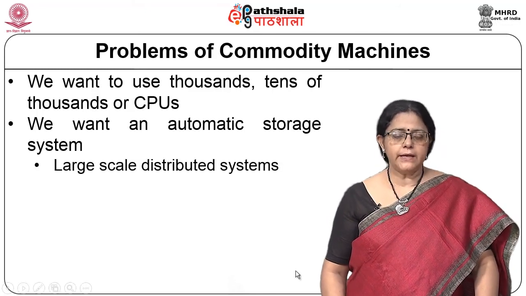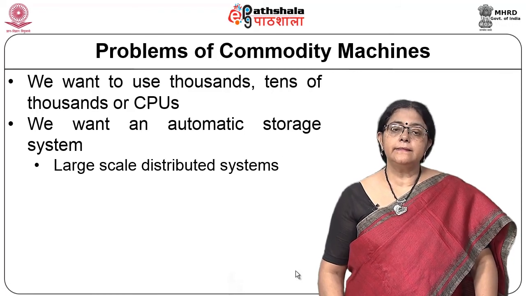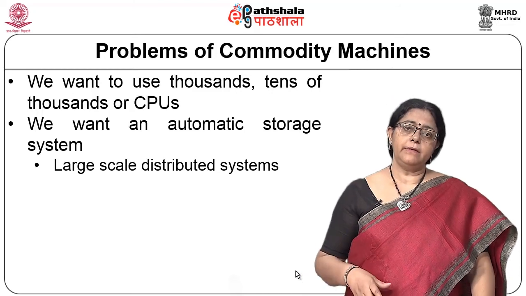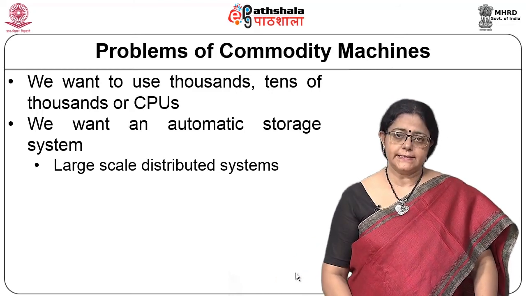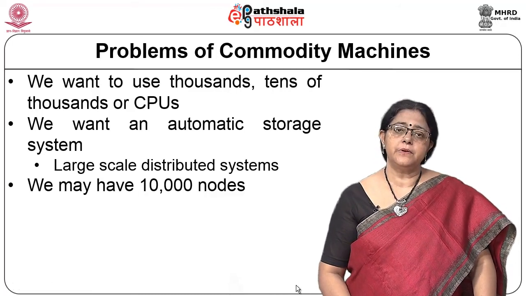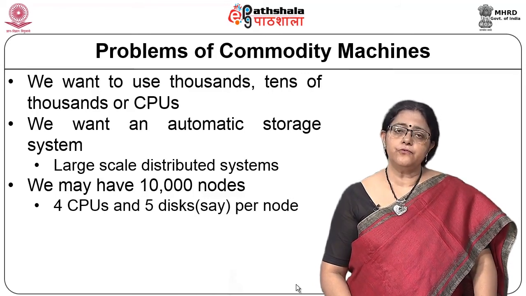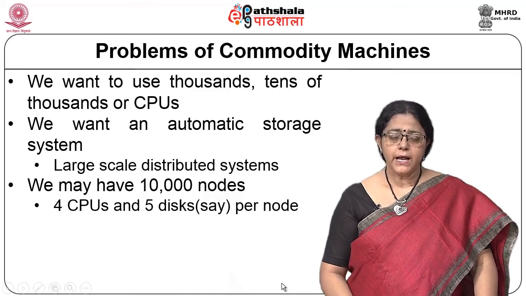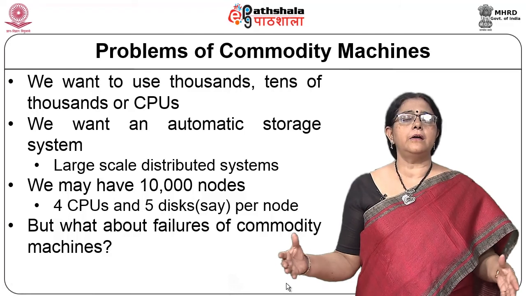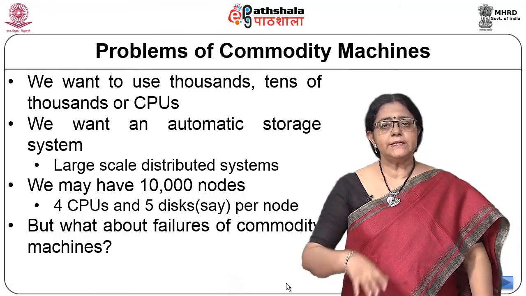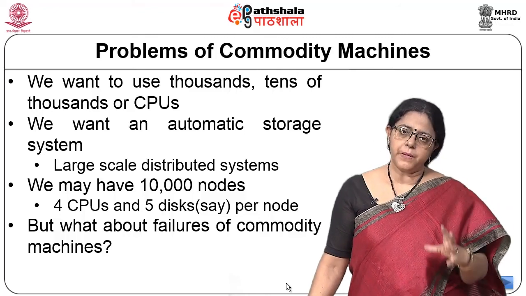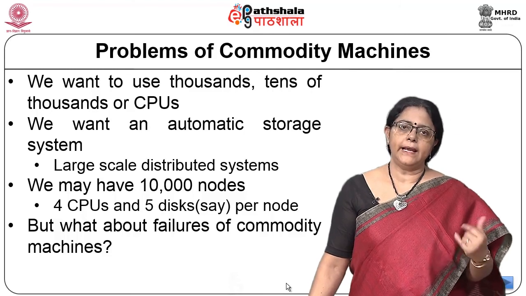So, storage and processing power can be provided using commodity machines only when we have a distributed storage system. So, tens of thousands of nodes, say let us take an example of 10,000 nodes. Let us assume that there are 4 CPUs per node and 5 disks per node, then we have a very large distributed system which can store all our data, and each of the processors can process a part of the data, a chunk of the data, and we can get the result.